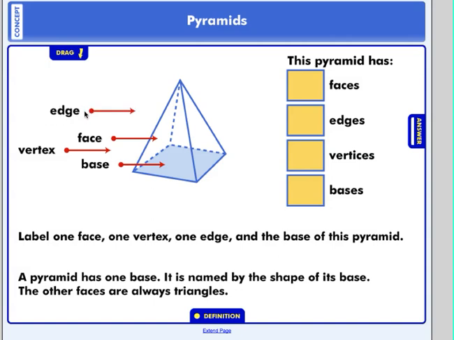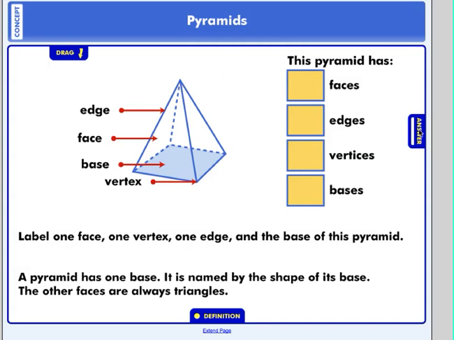It still has edges, and that's where the faces meet, just like in a prism. And it still has vertices. That's where the edges meet up. A pyramid also has a special vertex up here. We can call this a vertex, but we can also call it the apex of the pyramid.